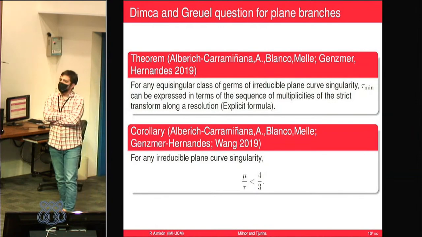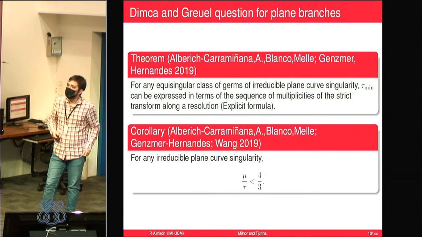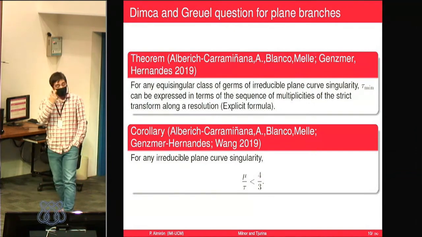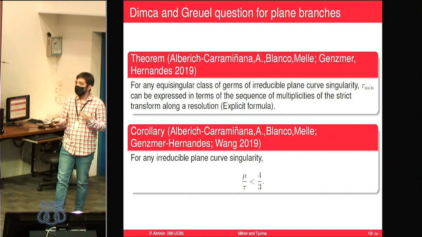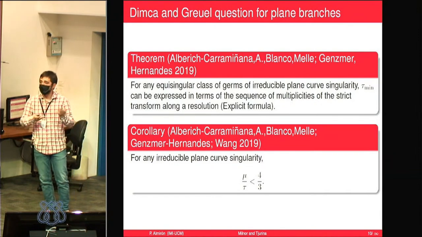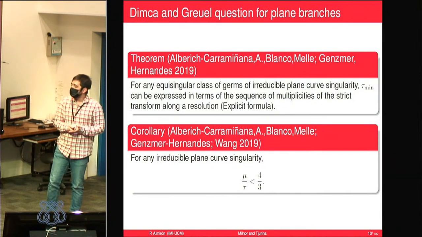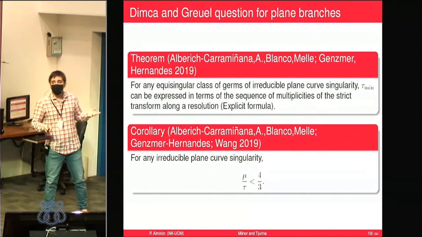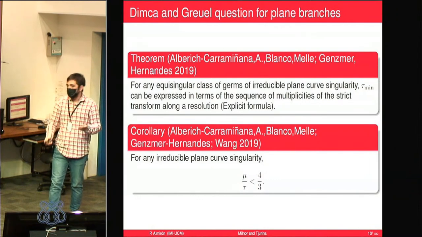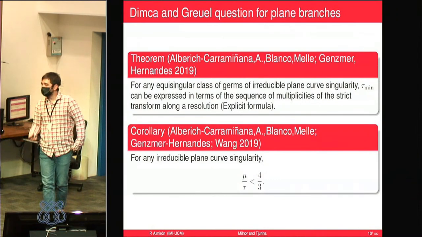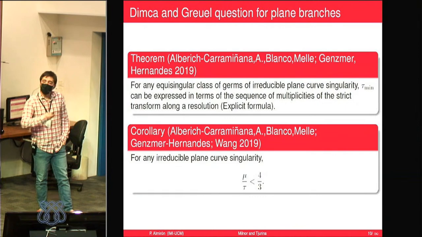From the other point of view, the formula for the minimal Tjurina number is really complicated. So imagine that you start to work trying to find a formula for the minimal Tjurina number for non-irreducible plane curve singularities. And you arrive at the formula for the Milnor number, and then you are not able to compute this thing. It can happen. So in general, it could be difficult.